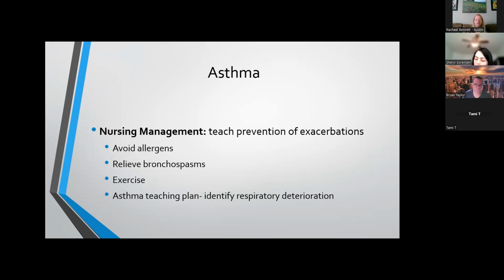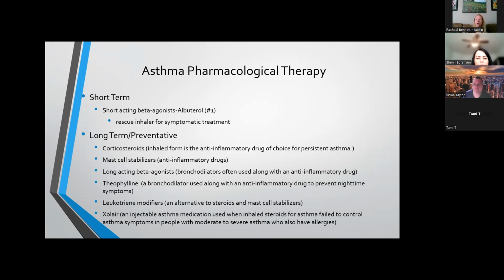That is the best way to prevent an asthma event turning into something more severe that could lead to potential respiratory collapse. Okay, so looking at those early signs before it becomes big. All right, so the short-acting beta agonist, I mentioned earlier, albuterol is the number one choice here. We also can provide a rescue inhaler for symptomatic treatment.